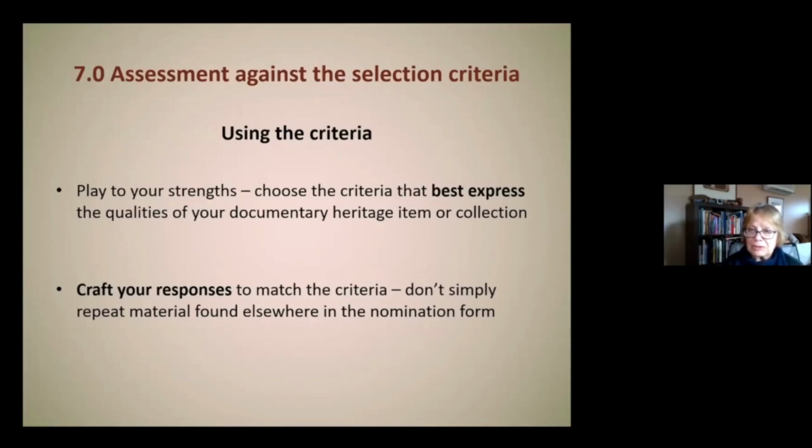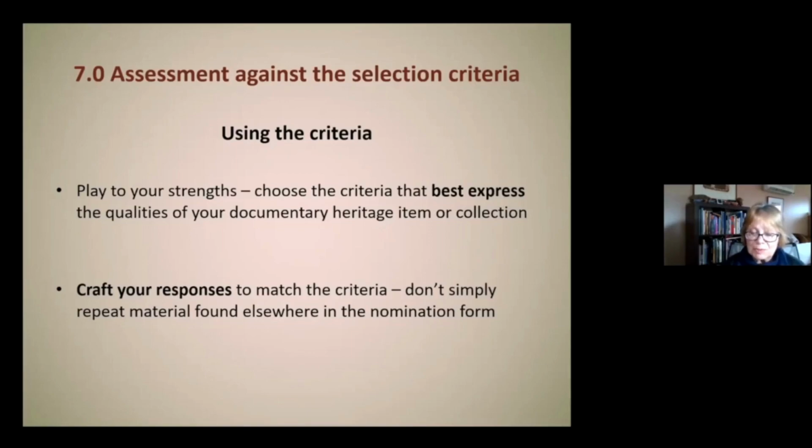So the first thing we say to you is play to your strengths and choose the criteria that best express the qualities of your documentary heritage item or collection. And it's very important to understand you don't need to address every single one if it's not relevant. So you look at the ones that you think are going to best give you the chance to showcase your nomination, and you choose those. You don't try and address those that don't have any application.